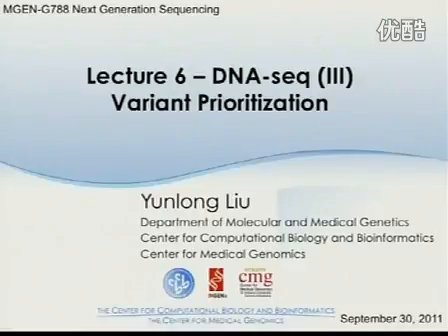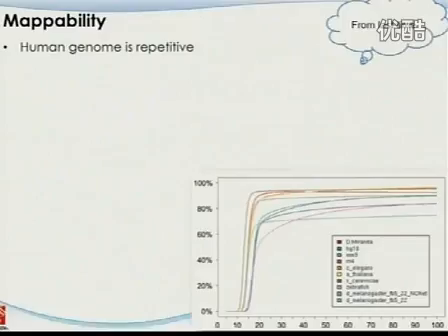We talked about refined alignment and a couple of other things. So today, the focus will be variant prioritization. After identifying variation, where do we go next? Just to recap a little bit from last lecture.